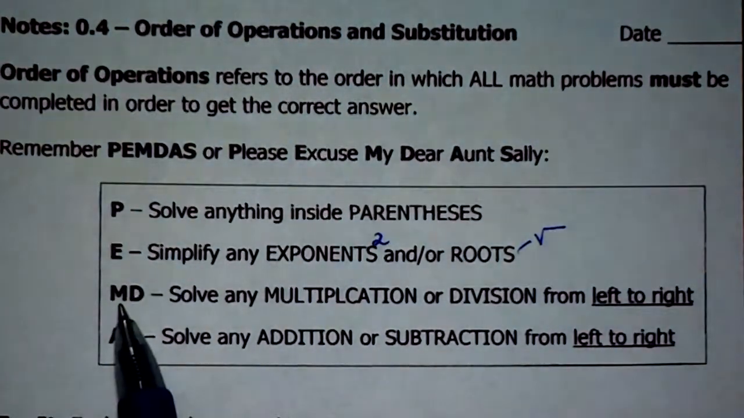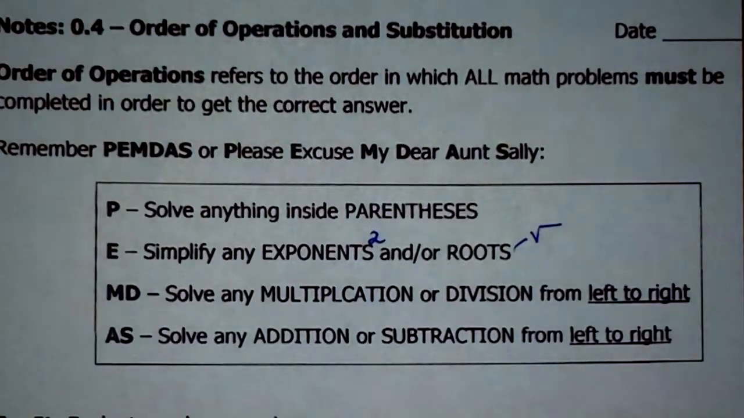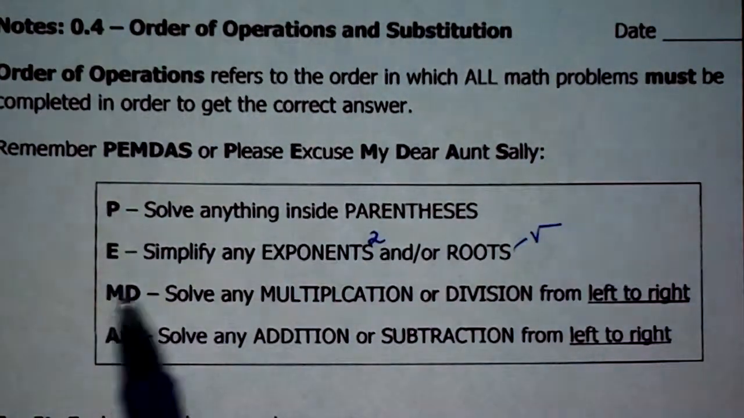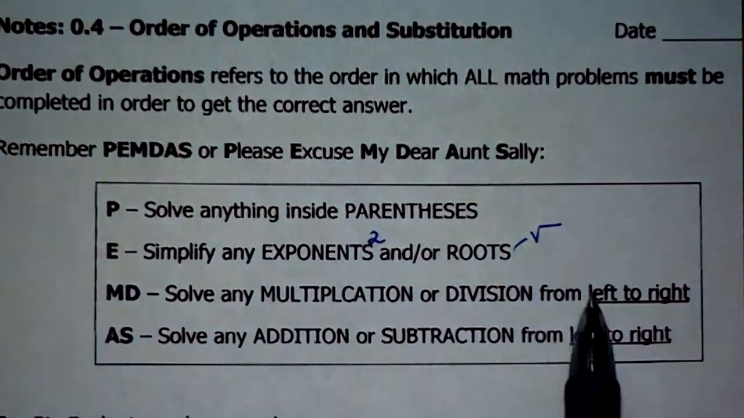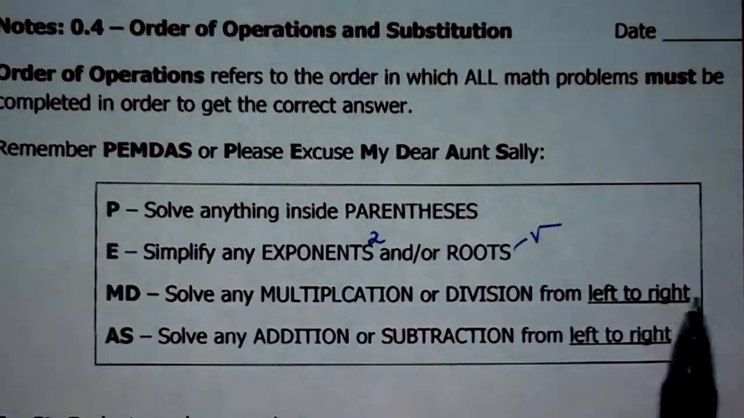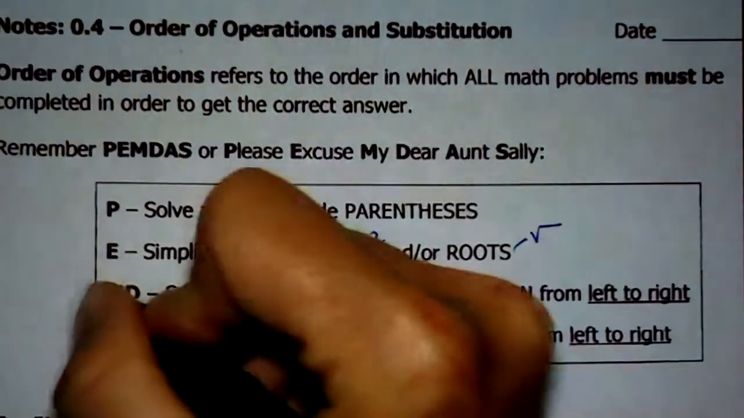All right, now, when you see PEMDAS or my dear Aunt Sally, we think that multiplication happens before division. It doesn't. It happens from left to right. So multiplication and division are considered equals, okay? You don't have to multiply before you divide. You have to solve multiplication and division from left to right. So if division happens before multiplication, left to right, you would actually divide first. So be careful with that.